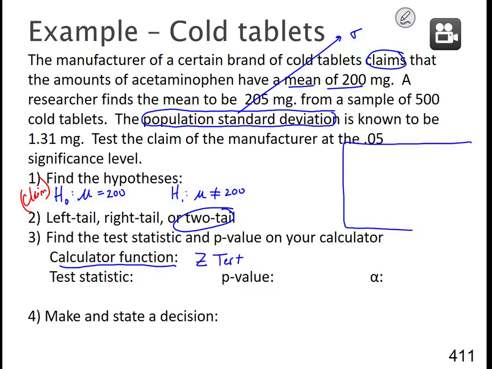Off to the side, I'm going to write what we need, starting with mu sub 0, our number from our hypothesis. Then we have a sigma, which is population standard deviation, so 1.31. X bar is the average of the sample, so that's 205. N is the 500 tablets, and highlight the not equal to symbol. This is also a way for you to show your work on your quizzes by writing what you type.